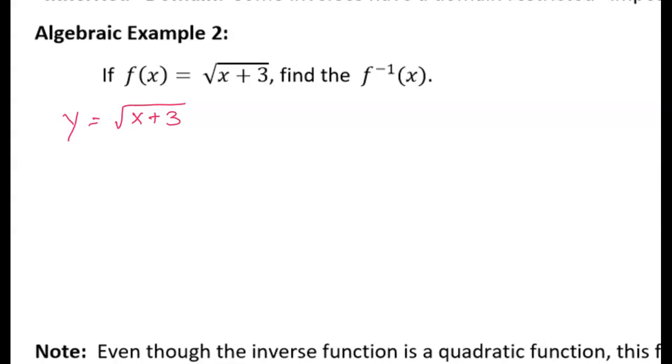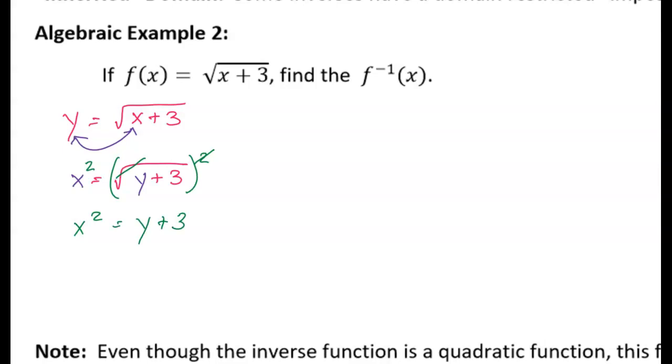Then what do? Switch the x and the y. So we'll have an x out in front this time and a y inside the square root. Now we're trying to get y by itself. What should you do? Square both sides. Yes. Opposite operation of square root is square. So the square and the square root will now cancel. And we have x squared is equal to y plus 3.